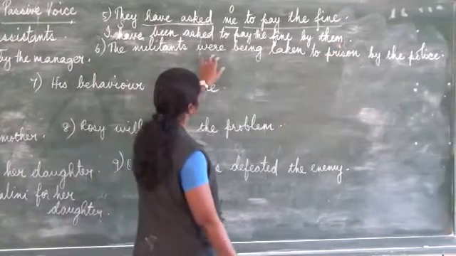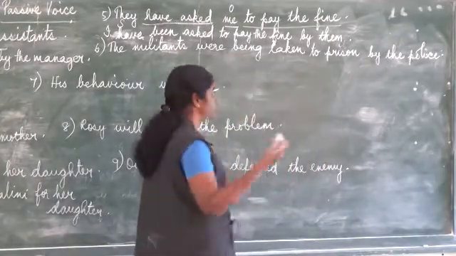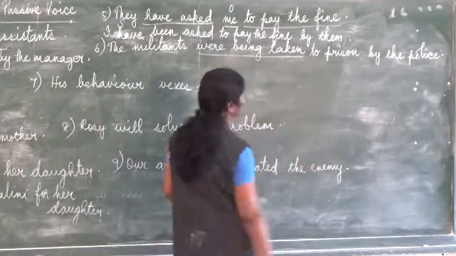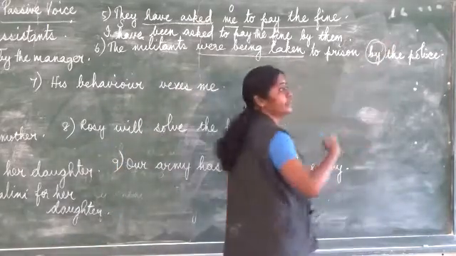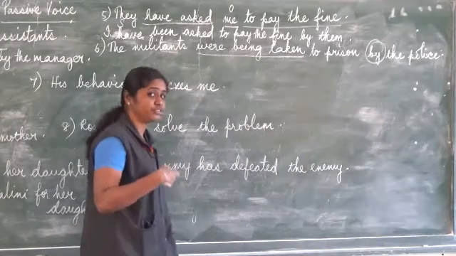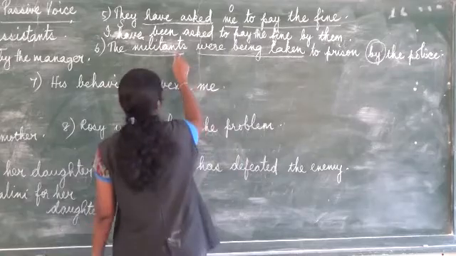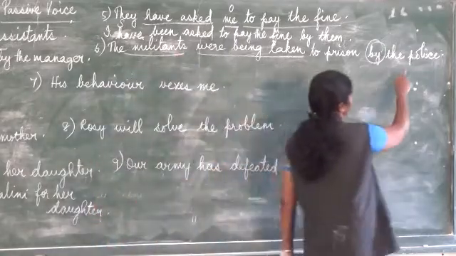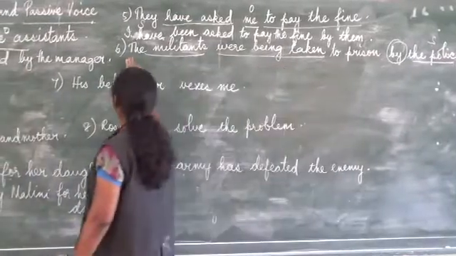"The militants were being taken to prison by the police." See, you have two clues. One is this "were being taken" shows that this is passive voice, and the second one is this "by," again it shows that this is passive voice. So you have to change this into active form. Okay. So now this has to go to object position and this has to come to subject position. Okay. "The police."